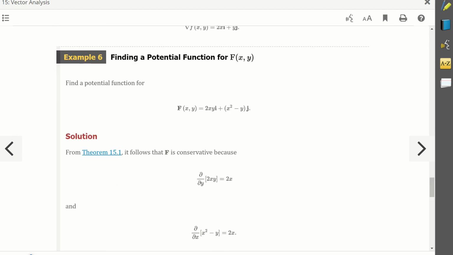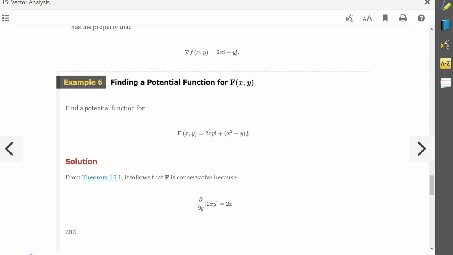Let's take a look at example 6. In example 6, we're asked to find a potential function for F of x comma y. So recall, a potential function for F of x comma y is going to be a function, little f, such that the gradient of little f would be equal to capital F. One of the things we'll do up front is let's just check and take a look at this function to see whether or not it would actually be conservative or not.